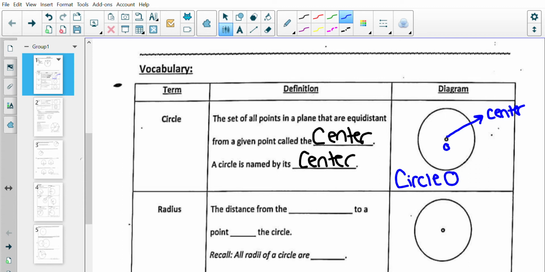But the way we're going to shortcut it is a picture of a circle with the center dot in the middle and then the name of that point, which is O. So this would be called circle O.